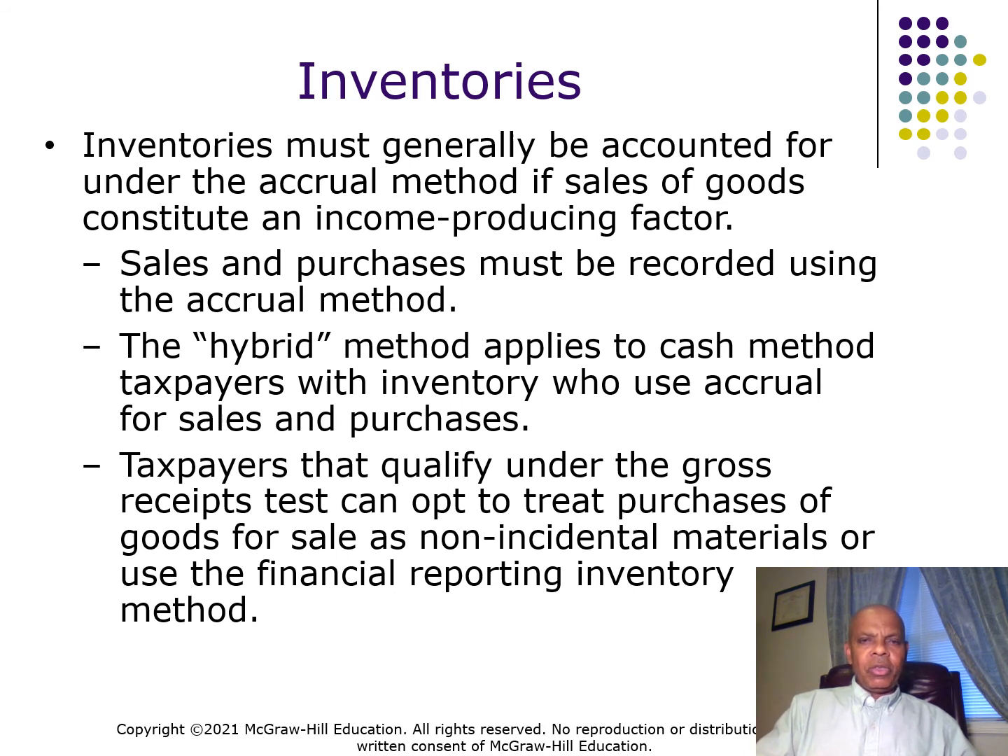The taxpayer that qualifies under the gross receipts test can opt to treat purchases of goods for sale as non-incidental materials or use the financial reporting inventory method. Whatever financial reporting inventory method they use, they can use it if they fall under the threshold of 26 million, the small business. Okay, so that's the exception.